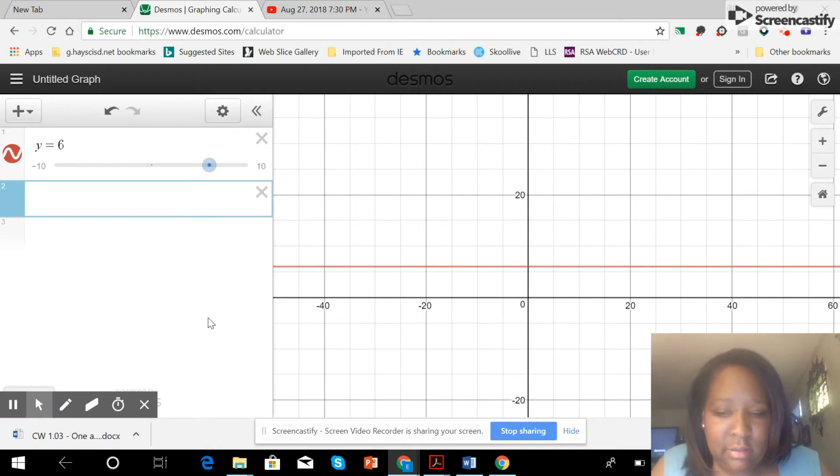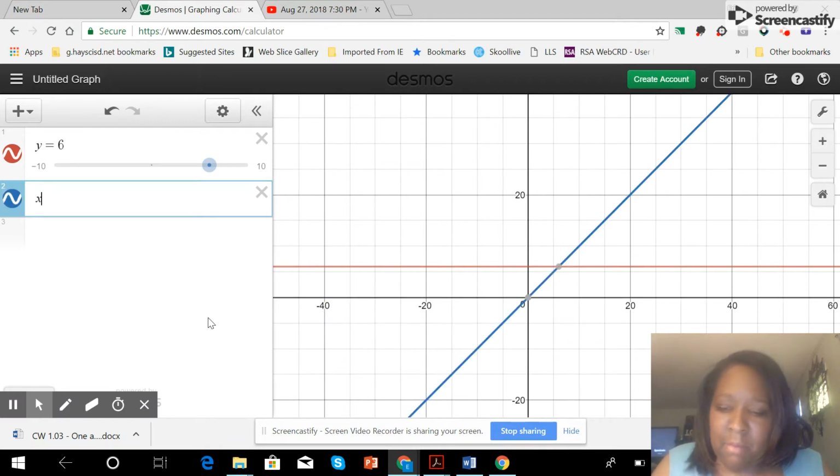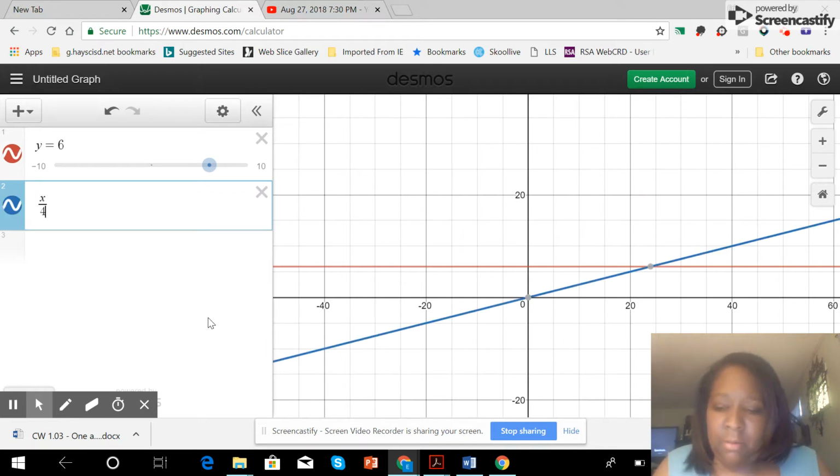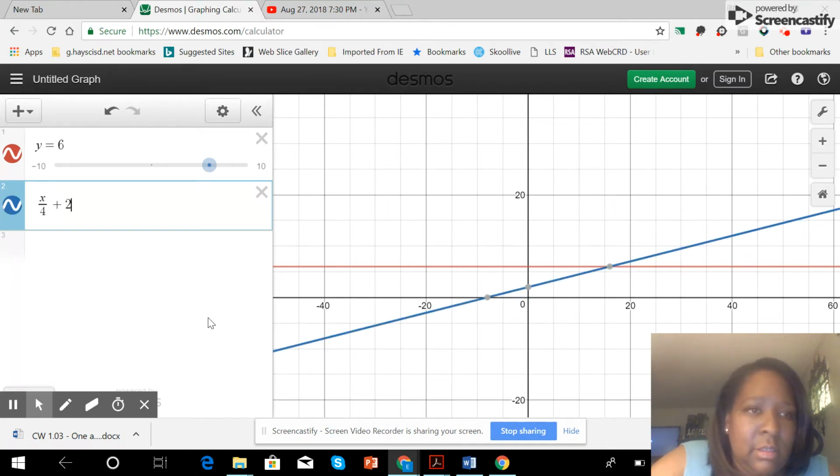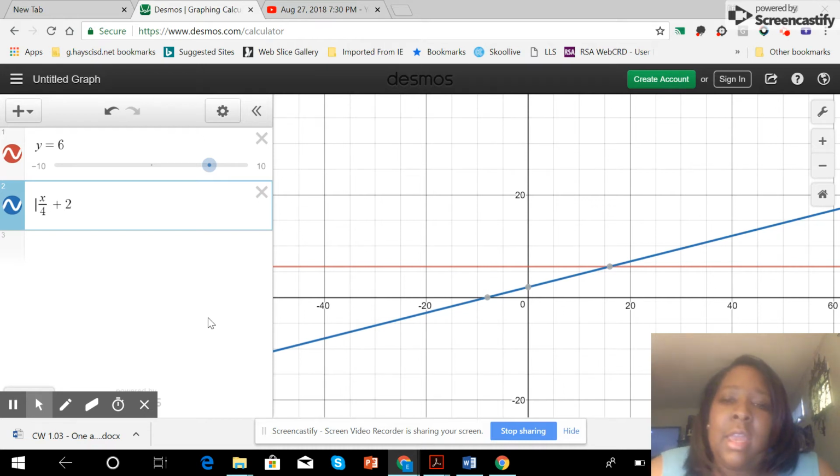So X divided by 4. And see how the cursor is next to the 4? You're going to have to scroll over before you put the plus 2. So plus 2. And notice I didn't put the y equals in front, and it still graphed my line. So remember that. But when you're just graphing a number, the flat red line, if you put a 6 there, it's not going to do anything. It's going to be in calculator mode, so it's not going to graph the 6. So make sure you put y equals 6.